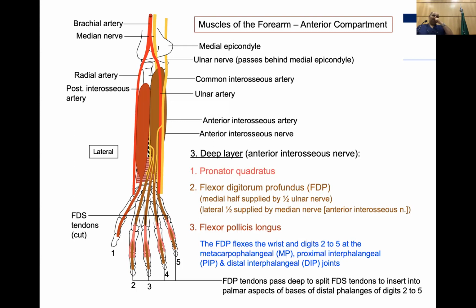Let's recap. Superficial layer: pronator teres, flexor carpi radialis, palmaris longus, flexor carpi ulnaris. Intermediate layer: flexor digitorum superficialis. Deep layer: pronator quadratus, flexor digitorum profundus, flexor pollicis longus. So altogether, how many muscles have we learned? 4, 5, and 3, 8 muscles. Are we good? So that completes my flexor compartment muscles of the forearm.